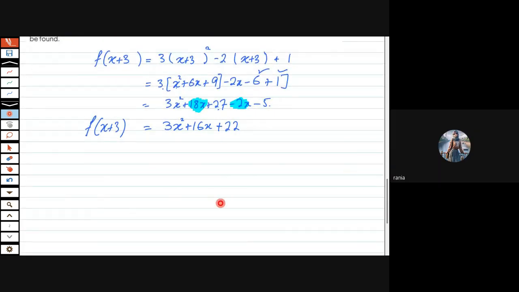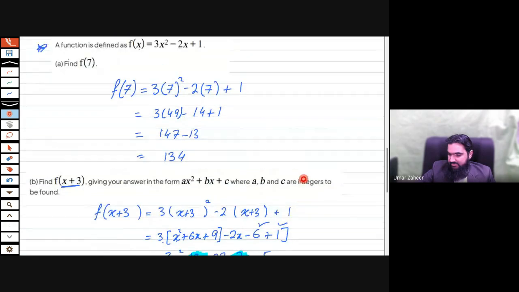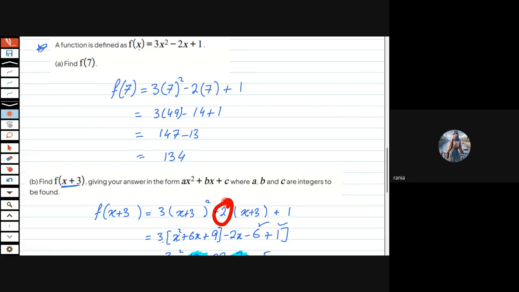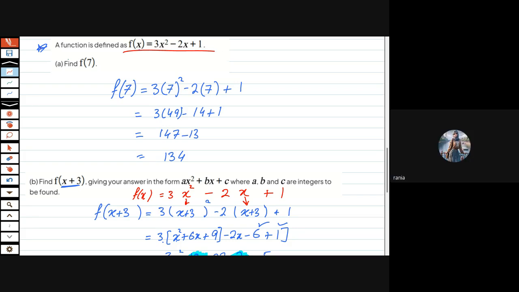Sir, from where did minus 2 come from? Which minus 2? This minus 2? Yes, sir. This is the function. I have substituted the value into the function because we have the function 3x squared minus 2x plus 1. I just substituted the value at the place of x. The 2 is already in the given function. Okay. Yes, sir. Okay.